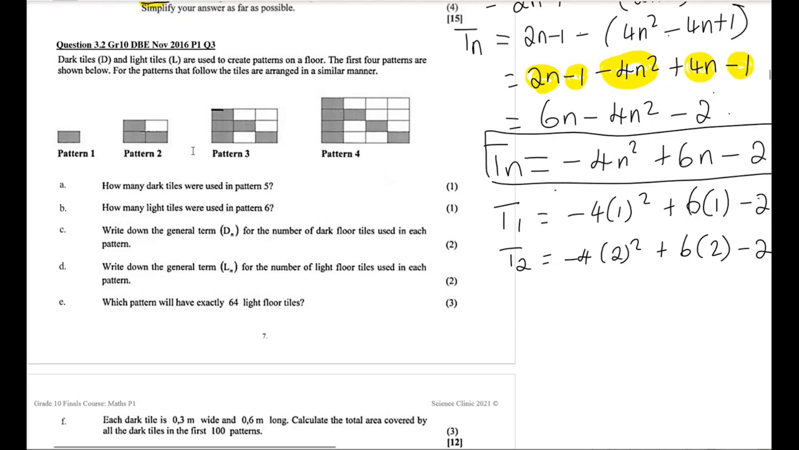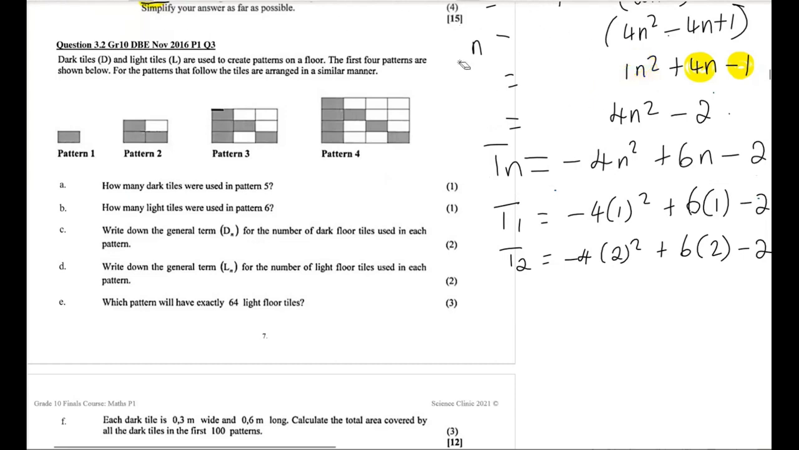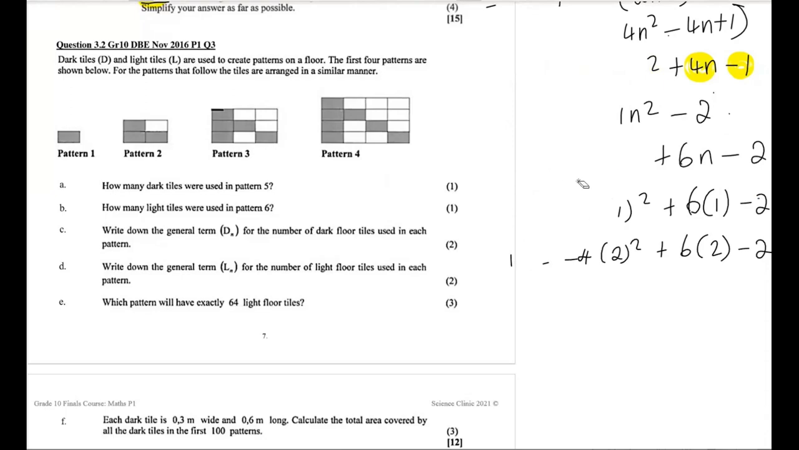Practice, practice, practice. Okay, so this one we are told dark tiles D and light tiles L are used to create patterns on a floor. So they're doing a kitchen floor maybe, right? And we are told that the first 4 patterns are shown below. For the patterns that follow, the tiles are arranged in a similar manner. So we see pattern 1.